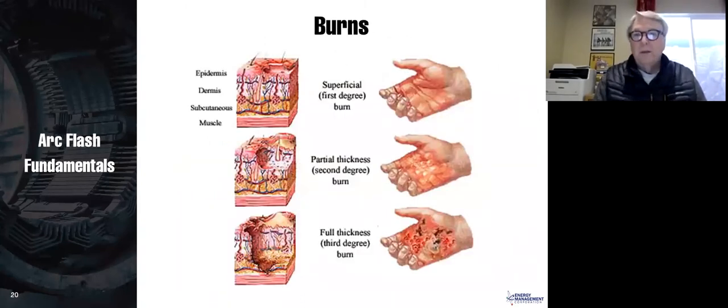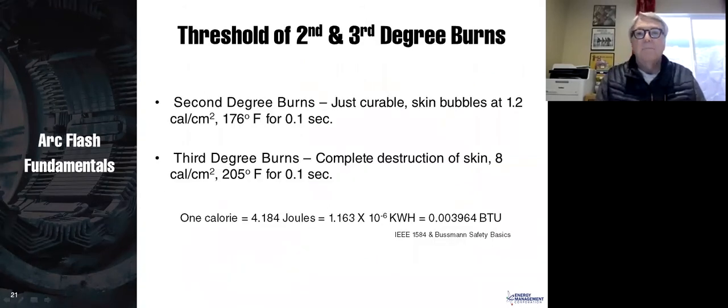Burns, I think most of you know this, but a superficial burn is your first degree. I tend to call that a sunburn. A second degree burn is going down into your dermis, and so you get blistering, and that makes me squeamish. That's horrible. If you go completely through the dermis, that's your third degree burn, and that's what requires skin grafting.